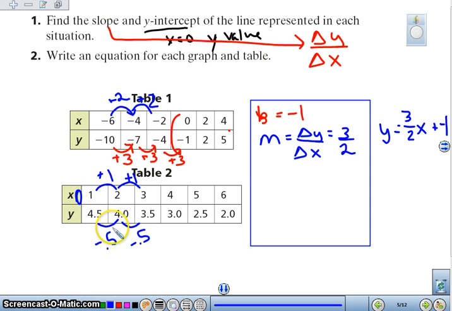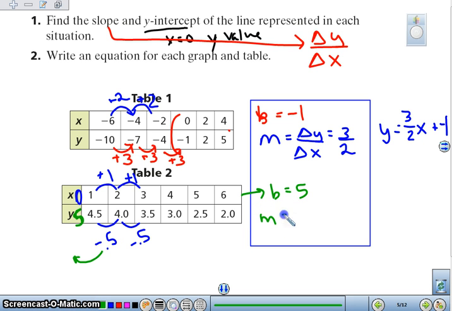Could I go backwards since I'm subtracting 0.5 each time? Could I do just the opposite and actually add 0.5 onto 4.5? And if I added 0.5, I would end up at the 5. So in this equation, my y-intercept is 5.